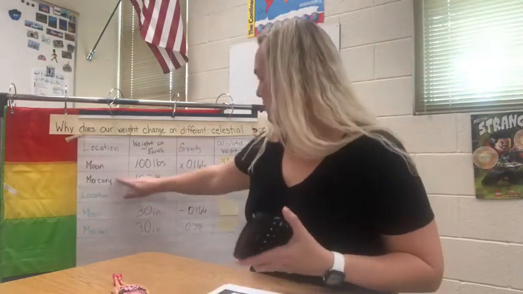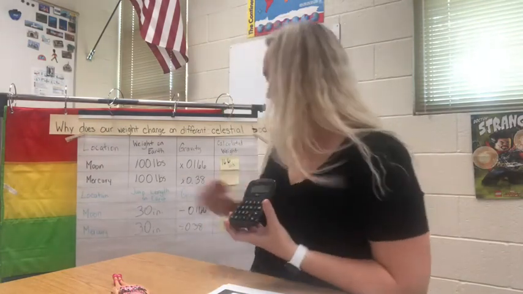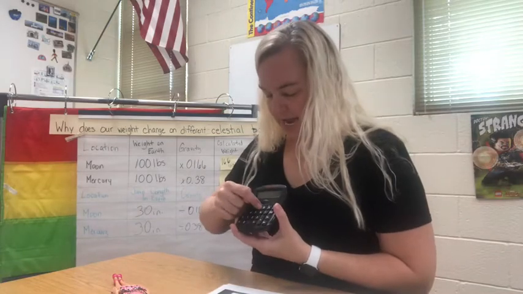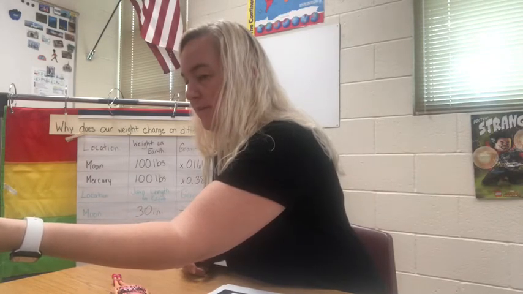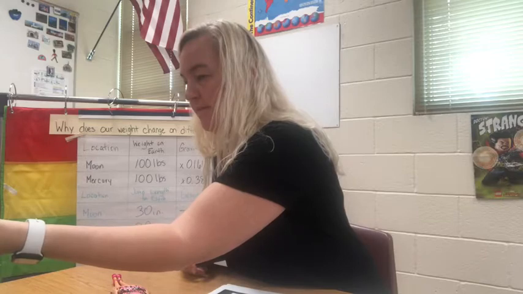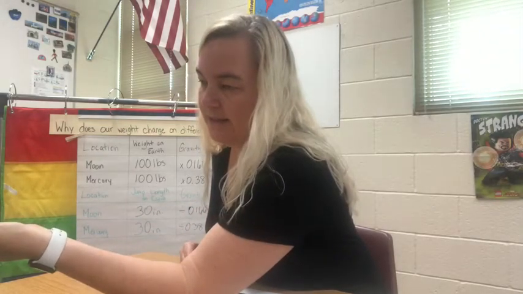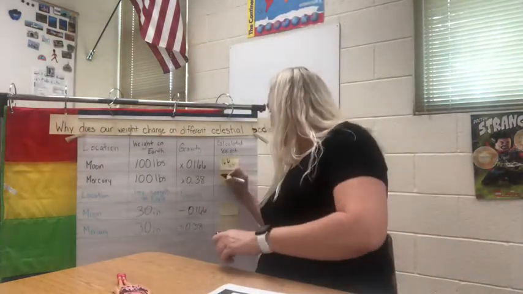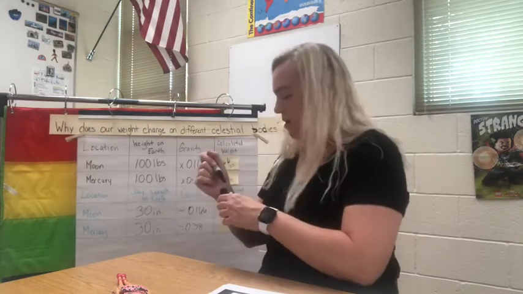So now I'm going to take the next one, Mercury, and again I'm going to do 100 times, and this time the gravitational pull is 0.38. If I figure it out, how much does Barbie weigh on Mercury? Bailey? 38 pounds. She weighs 38 pounds on Mercury.